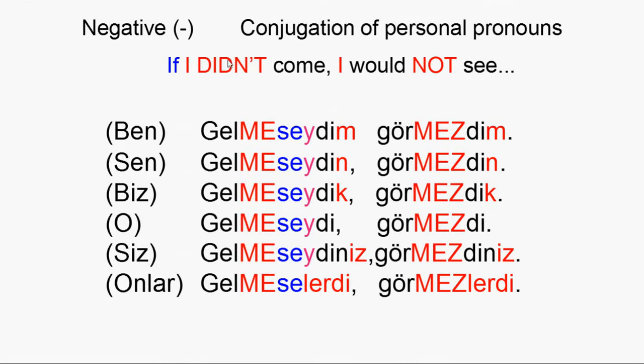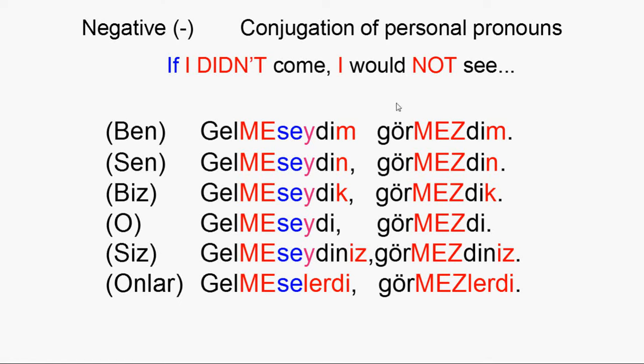Now the negative form, as you see here: if I didn't come, I would not, and so on. The same way, subject personal pronouns on the left, and what you need to know here is that for the if part, we only use me to make it negative, after the suffix of if clauses and after the connecting word. And here, I would not, this means mez.